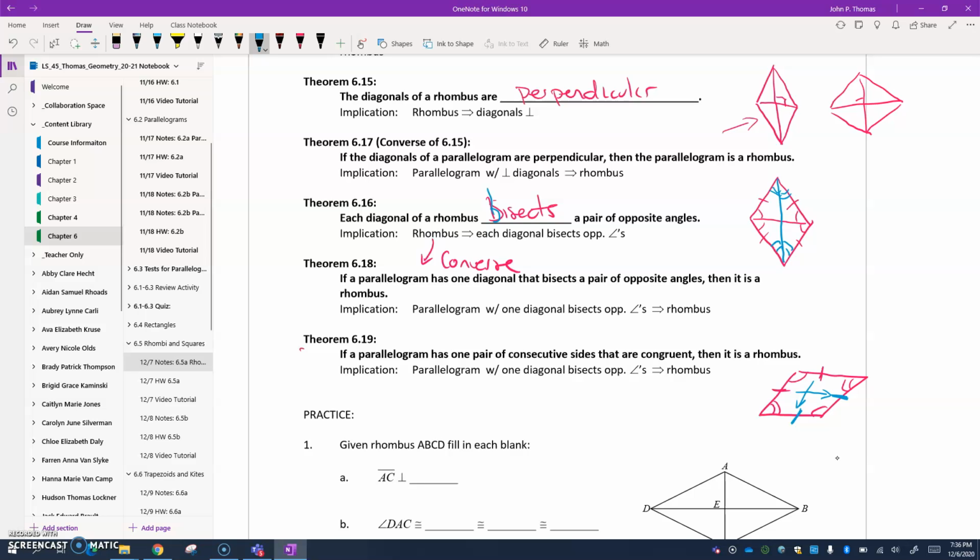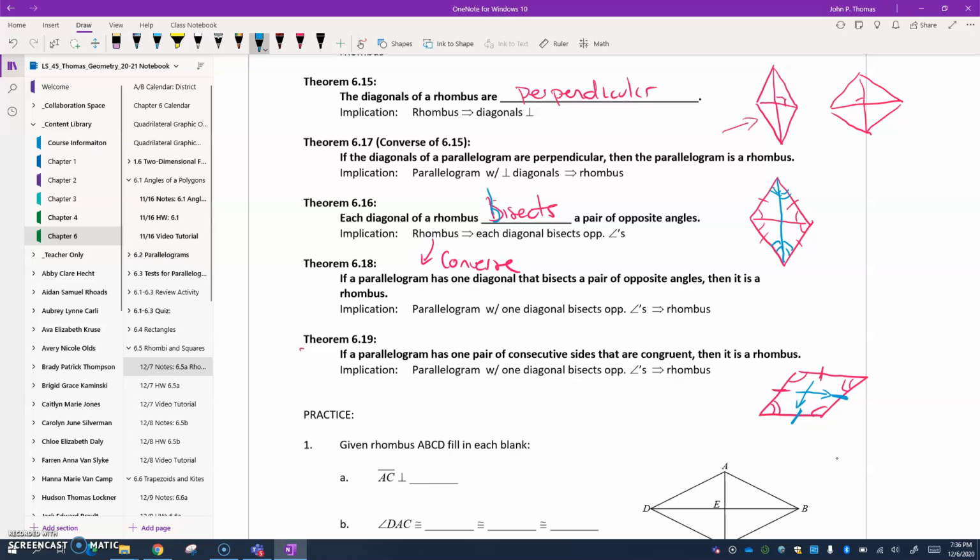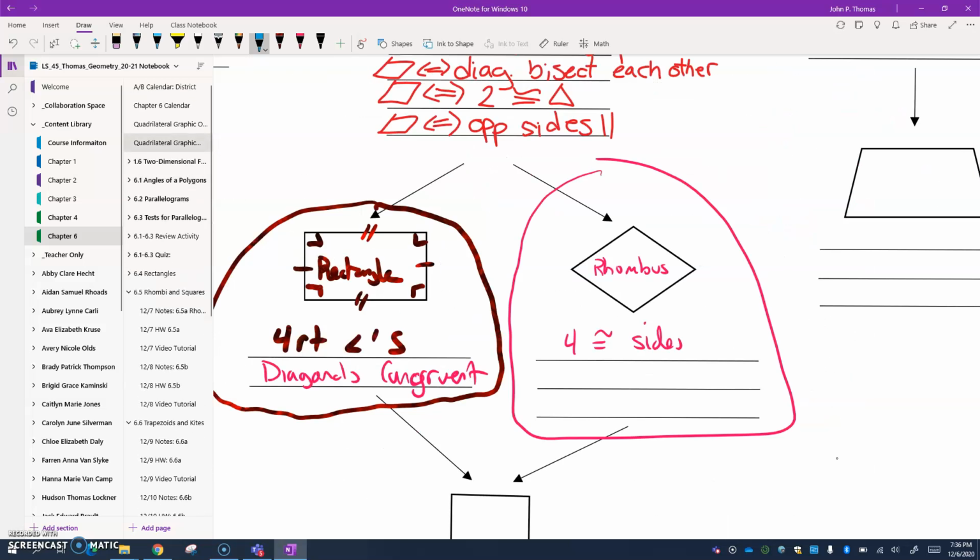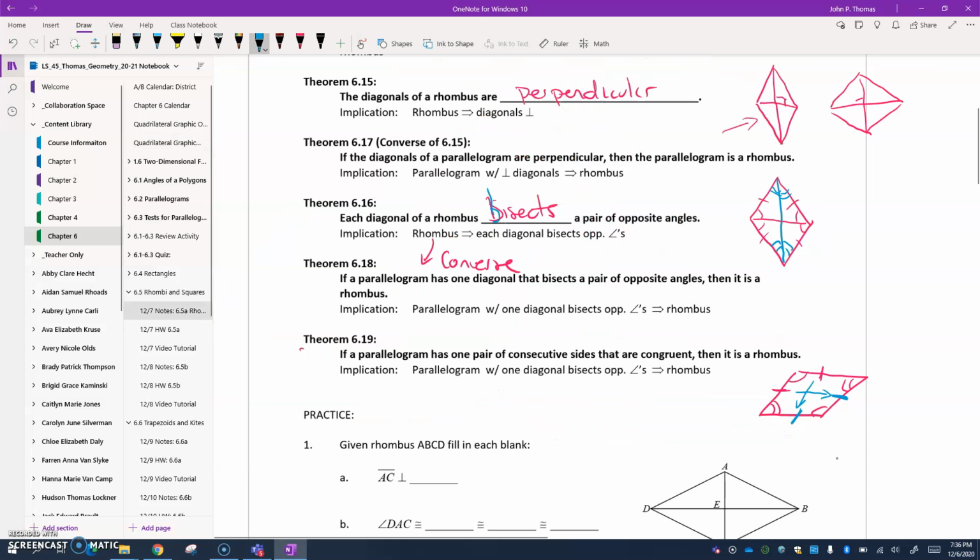All right, so let's go back to that graphic organizer real quick up here, and we'll fill in a couple more pieces of information. So we said 4 congruent sides, perpendicular diagonals, and then diagonal bisects opposite angles. So the diagonal bisects opposite angles. So if we jump back into those notes, now let's look at some problems.